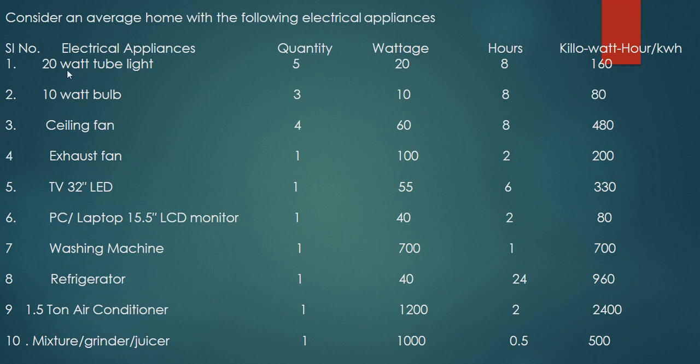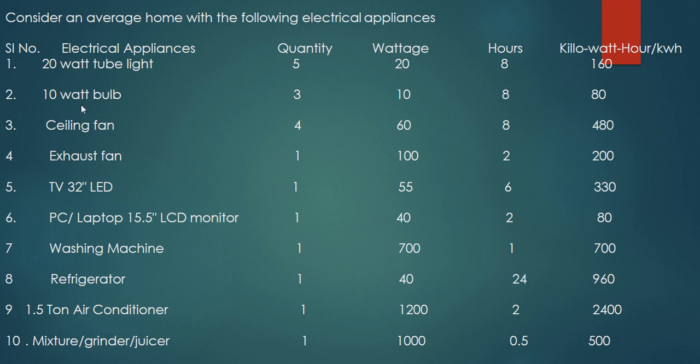We consider a 20 watt tube light. I choose 5 quantities for my home. The wattage is 20 watts, and it runs 8 hours a day; out of 24 hours I am using 8 hours. Now we get the watt hours: 20 into 8 equals 160 watt hours.